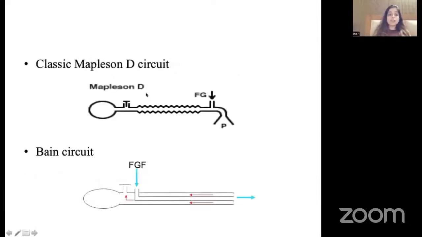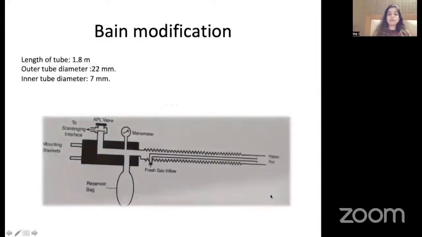This is a classic Mapleson D circuit, and this is the Bain modification of the Mapleson D circuit, which is a coaxial circuit with the inspiratory tube running inside the outer expiratory tube, and the fresh gas flows through the inner tubing. So this is again the Bain modification showing the inner inspiratory tube for the fresh gas flow, and there is an outer transparent expiratory tube.